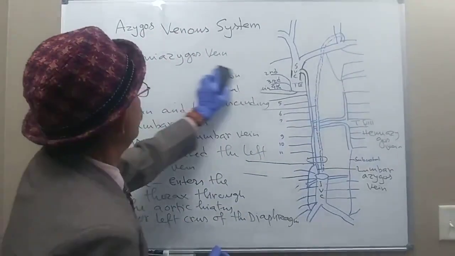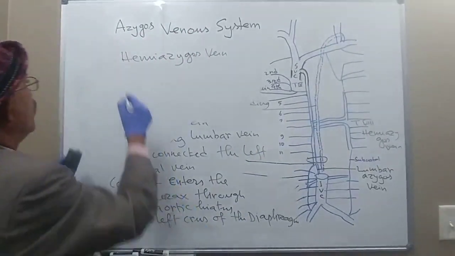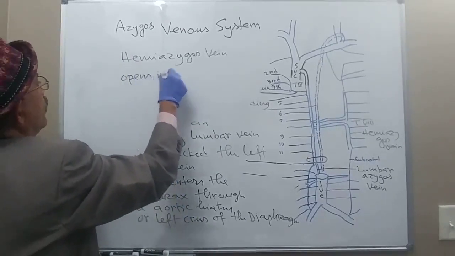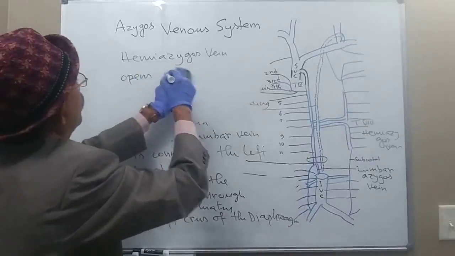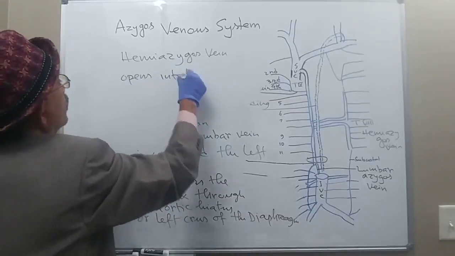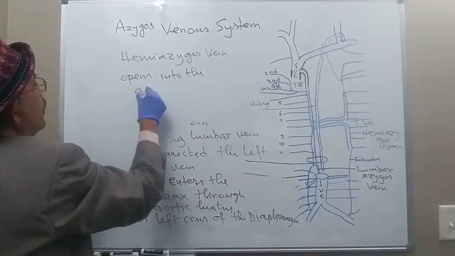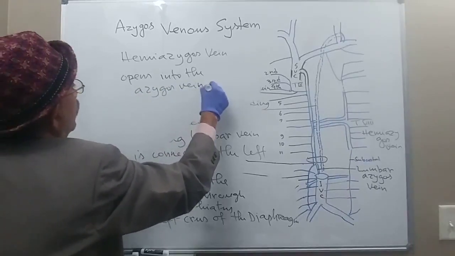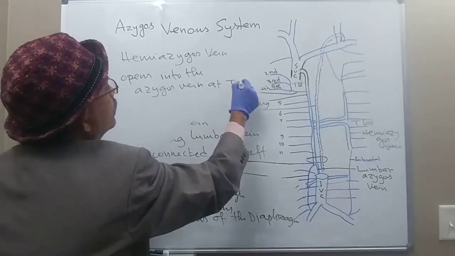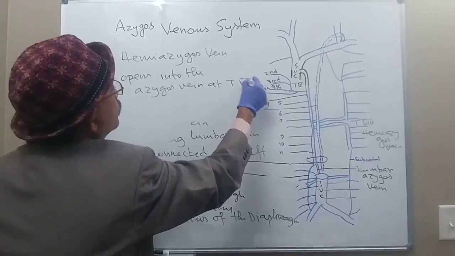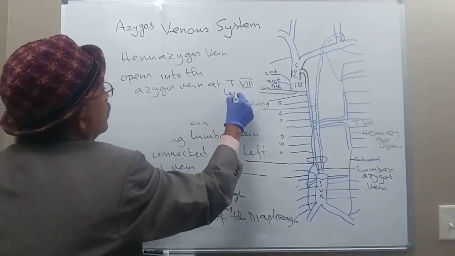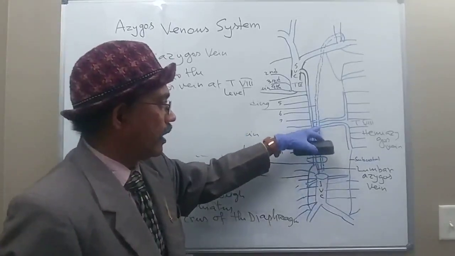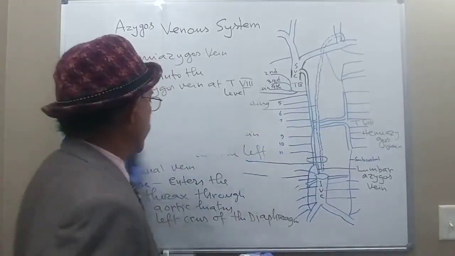Okay, this hemiazygos vein opens into the azygos vein at the T8 level, and it passes underneath the thoracic duct.